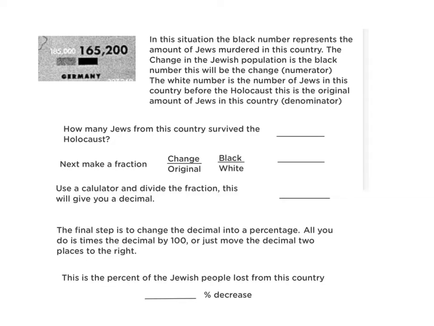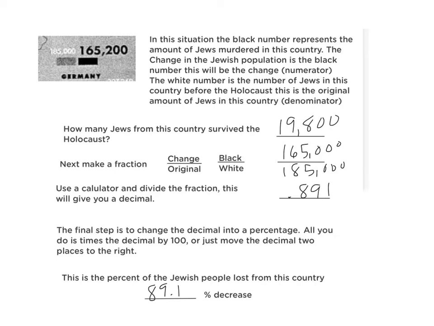The first thing is we're looking at Germany, and in Germany they had 185,000 Jews, and at the end of the Holocaust they had 165,200 Jews murdered. So to figure out how many survived, you would do 185,000 minus 165,200. And that would give you 19,800 surviving Jews.